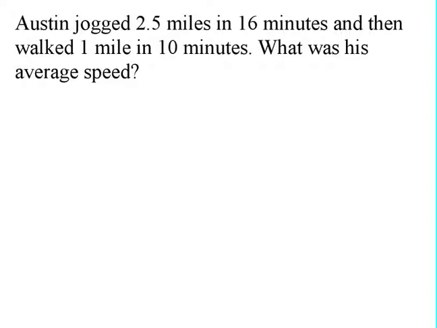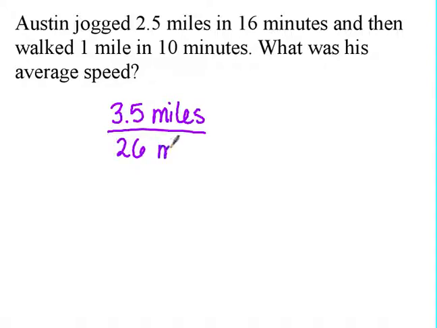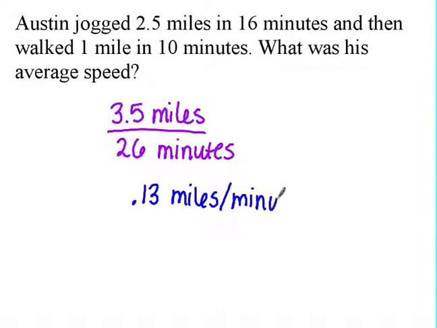So our total distance, how far did Austin actually jog and walk? 3.5 miles. So that's our total distance. What's the total time? 26 minutes. So when I divide those, what is his average speed? 0.13 miles per minute.